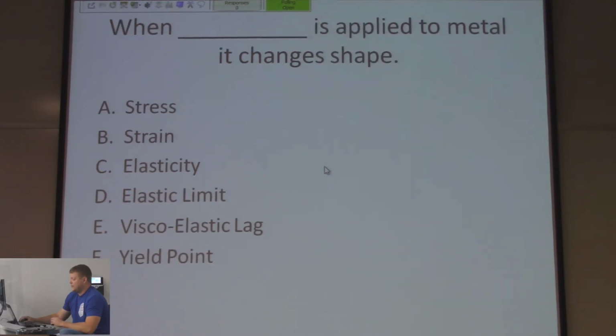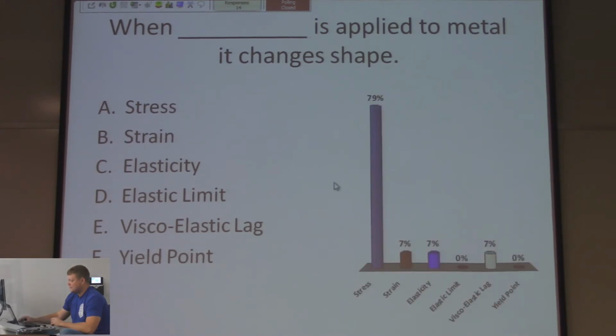When blank is applied to the metal, it changes shape. Fill in the blank with either stress, strain, elasticity, elastic limit, viscoelastic lag, or the yield point. 79% of you are correct. Stress.